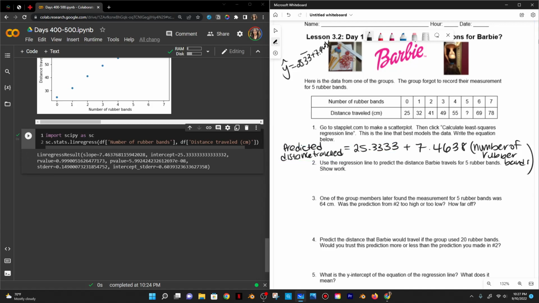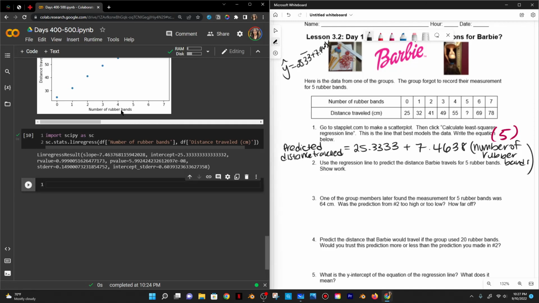And then for number 2, it says use a regression line to predict the distance Barbie travels for 5 rubber bands. Show your work. So all I have to do is just plug in 5 in here. And I'm just going to do that in Python real quick. So what I'll do is I'll actually create the function here. I'll call it predicted distance traveled, which is equal to the slope, which I think I could just get from over here. So what I can do is I can just give these things their own values. So I can set slope, and then I could say comma.